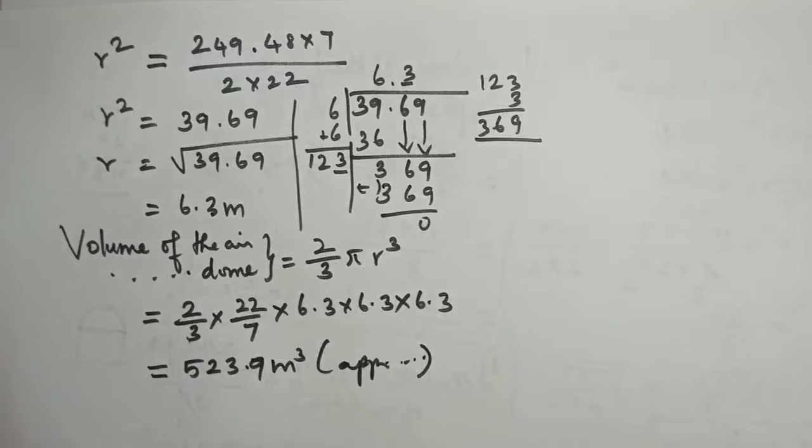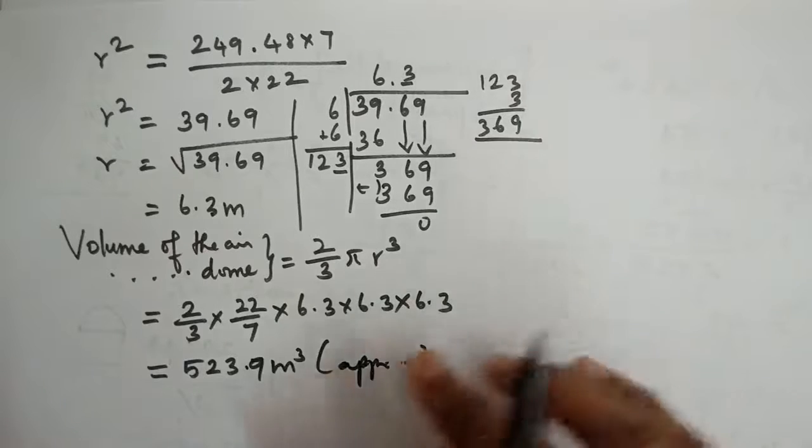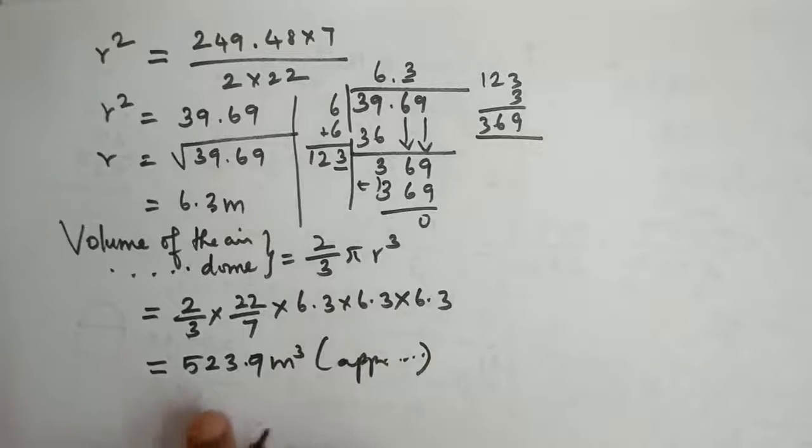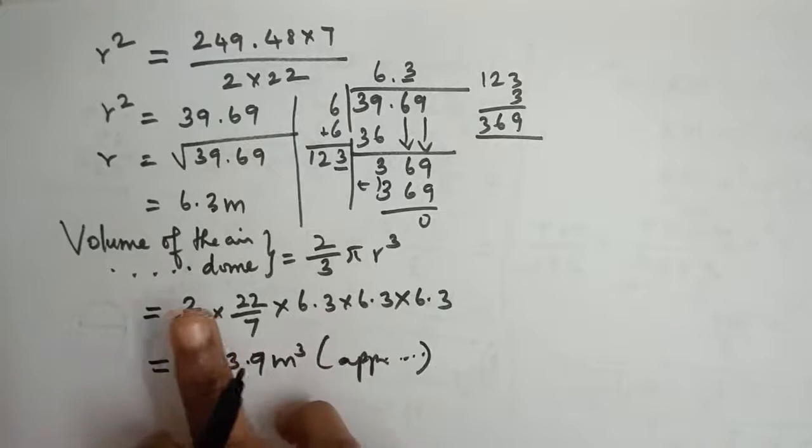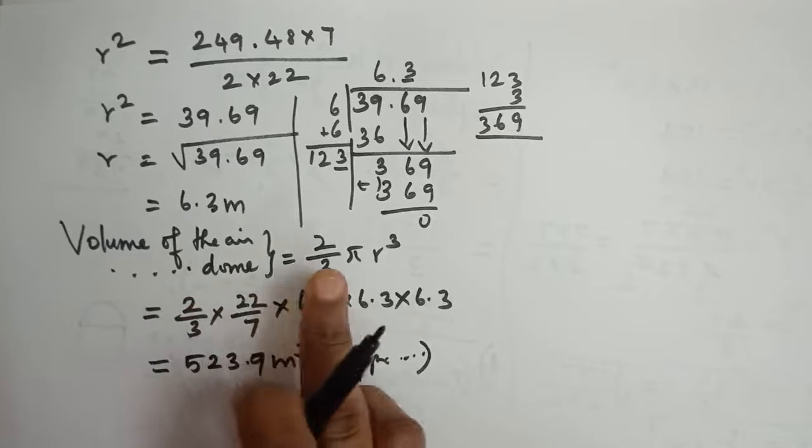Okay, so using the formula, we have to find the value of r. Then we have got the r value and the inside surface area also. Using this information, we have to find the volume of air inside the dome. What is the formula? 2 by 3 pi r cube. The r value we have already got, so using the r value, the volume of air in the dome is 2 by 3 pi r cube.